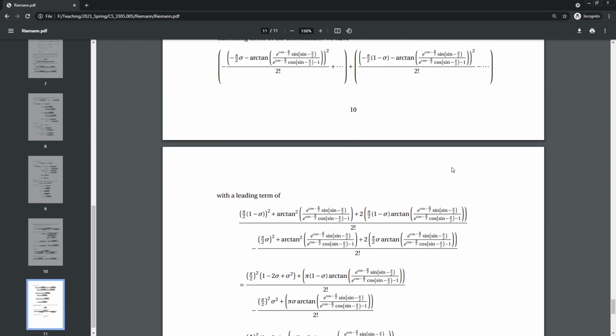Oh, okay. Well, yeah, I believe that's the case, right? This is arctangent squared.